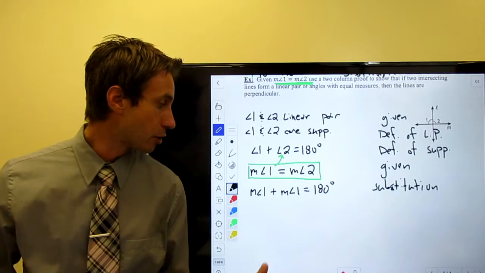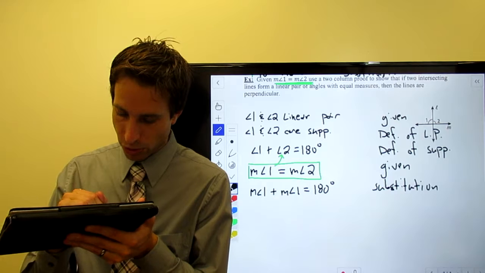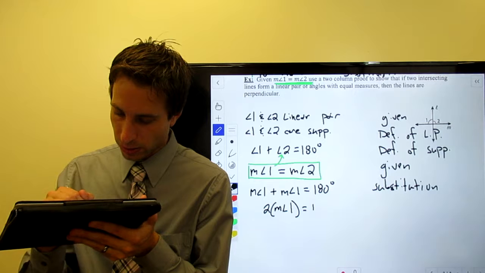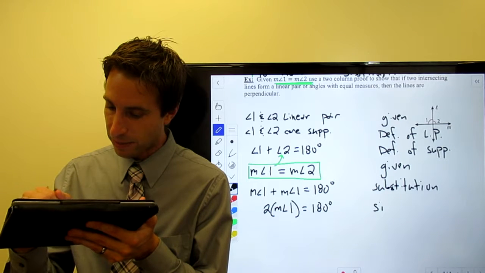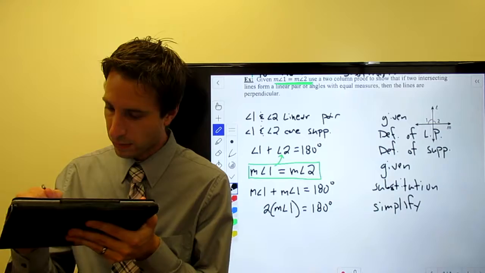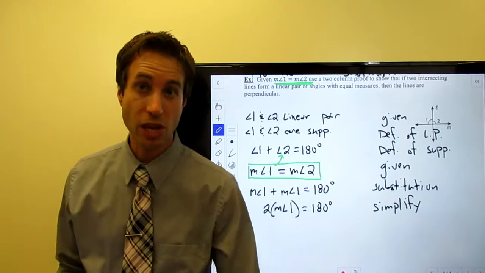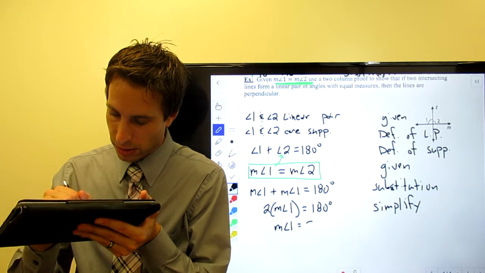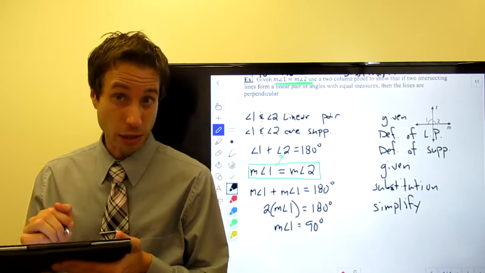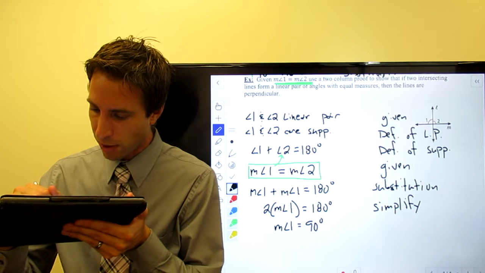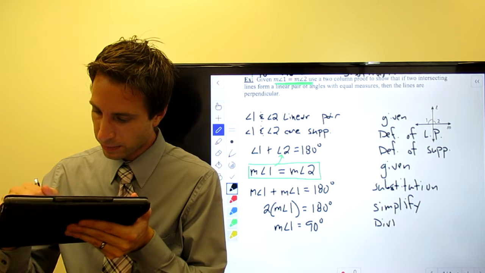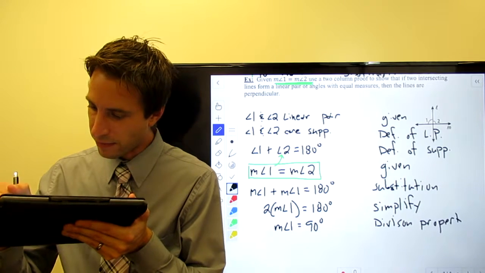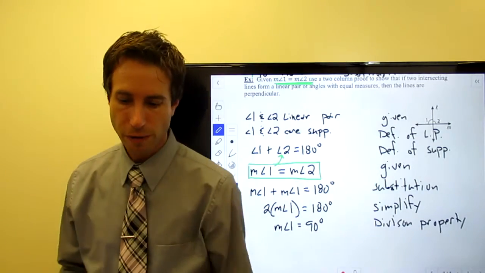And now let's do a little bit of algebra. We're going to combine like terms. So 2 times the measure of angle 1 is equal to 180 degrees. That is simplifying. I simply combine like terms. Divide the 2 to the other side. So the measure of angle 1 is equal to 90 degrees. That is the division property. The division property says that I can divide a 2 from both sides.